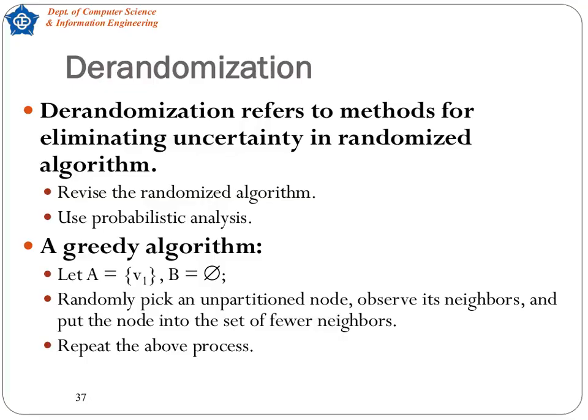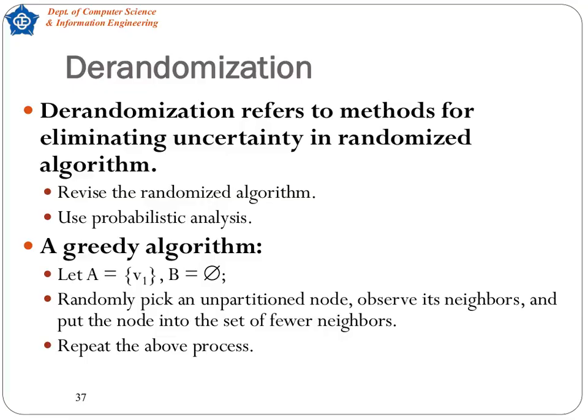Building on our previous discussion about its goals, let's now truly define de-randomization. Essentially, de-randomization refers to methods for eliminating uncertainty in randomized algorithms. This often involves revising the original randomized algorithm and leveraging probabilistic analysis to achieve those strong performance guarantees we discussed. Now, to make this concept more concrete, let's walk through an example of a greedy algorithm in action.